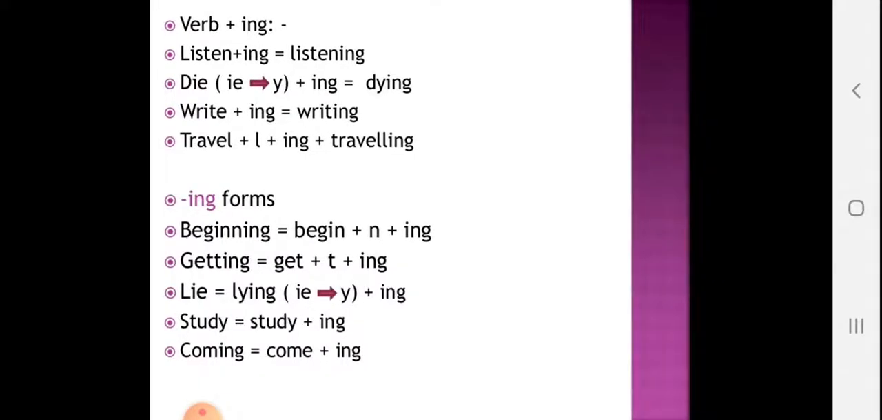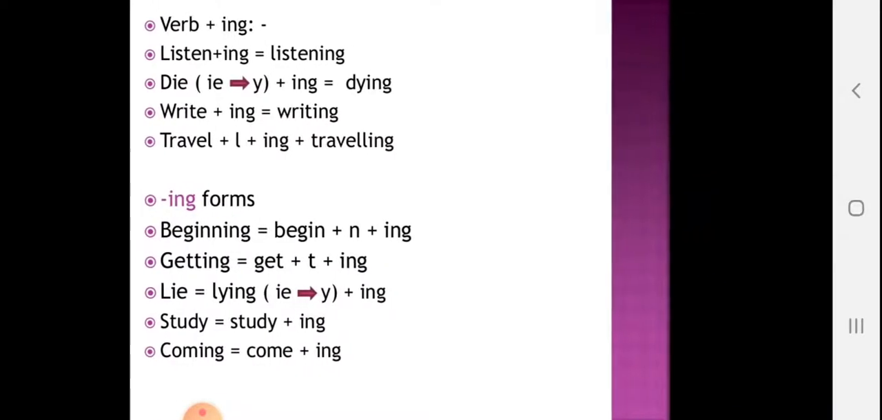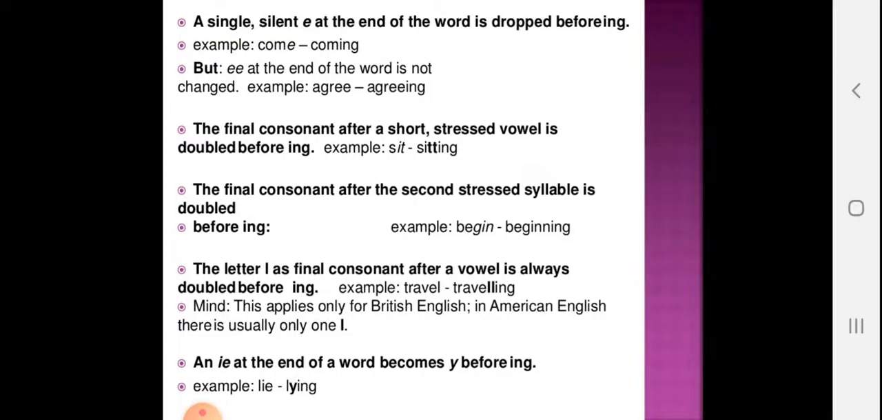These are the ing forms. How to make them? We add ing to the base form of the verb. These are some rules to convert the verb into ing form, that is, how we can convert verbs into ing form.